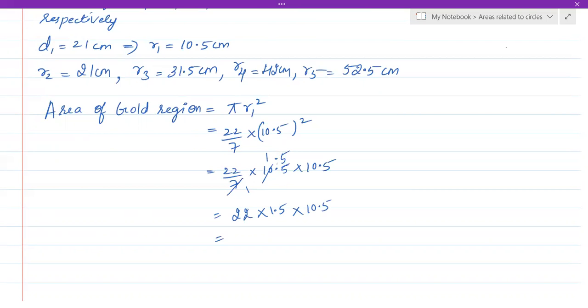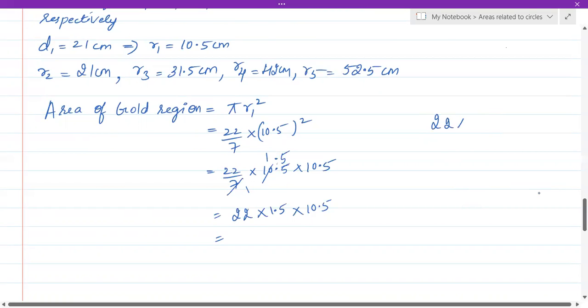So 22 into 1.5 into 10.5. Let me make it a bit easy. What you can do is use the distributive property, which you have learned in lower classes. See, 1.5, can I write it as 1 plus 0.5? You can directly multiply, you know the normal multiplication, right? Do the multiplication, and whatever answer you get, you have to multiply by 10.5. Or you can make it a bit easy: 1.5 can be written as 1 plus 0.5.